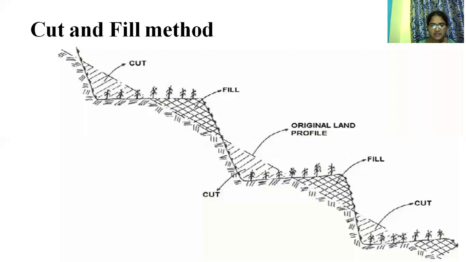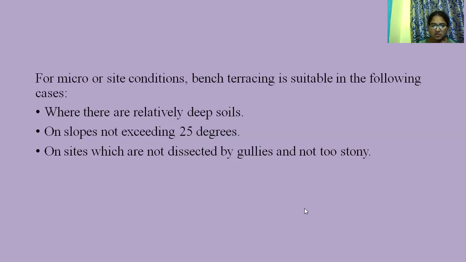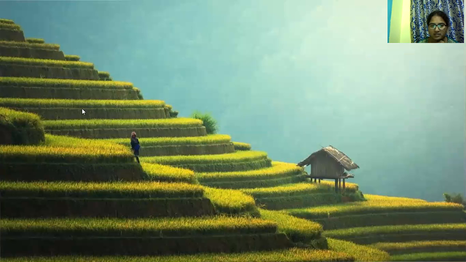The method is the cut and fill method. Excavate the soil on the hill's downside, cut, then place the crop, and then fill. Cut and fill, reshaping the land profile. You are already seeing the figure: this is cut, and this is fill. Cut and fill, like this.